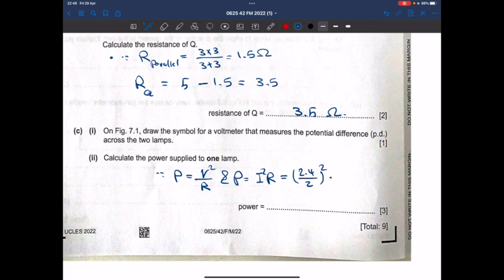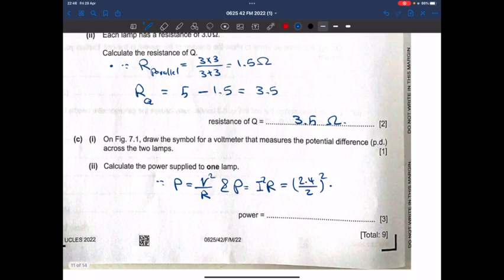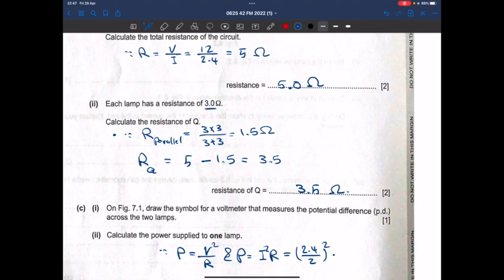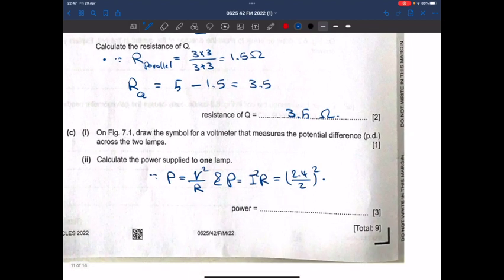And they said the resistance of each lamp is 3. This is what was written here in this part. So I'm going to write times 3. If you use your calculator, you will get 4.32. The measuring unit is what?